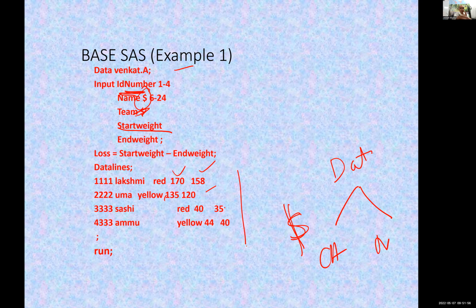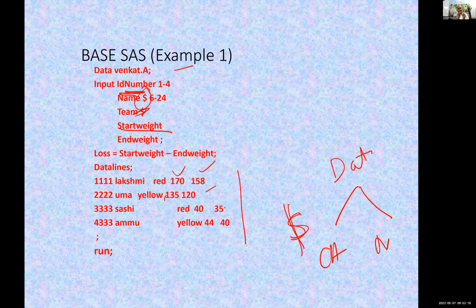Okay, so DATA is a keyword. Data Venkat.a. Venkat is my library name. I want all of you to create your libraries. The library name should be less than or equal to 8 characters.